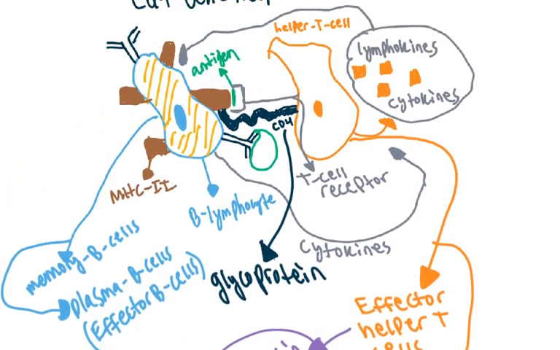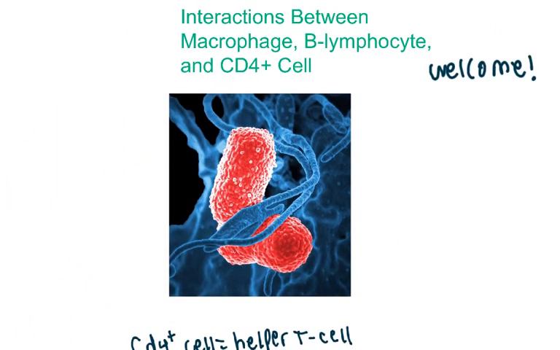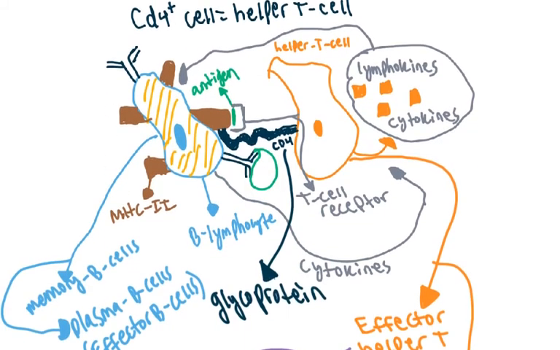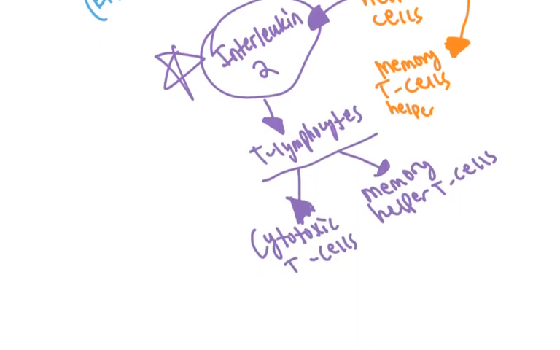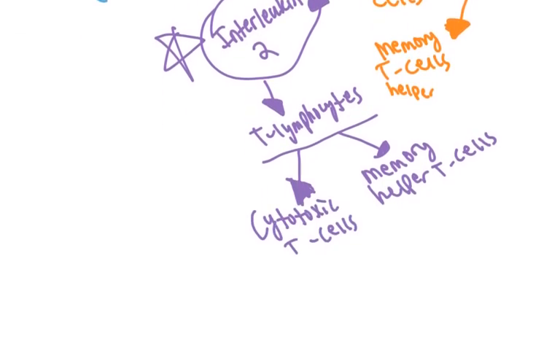So knowing this, let's actually look at the interaction between macrophages, helper T cells, which are also called CD4 positive cells, and B lymphocytes. All right, so let's go to another page. If we look at a macrophage here, let's say we draw a huge macrophage, and let's label this as a macrophage.